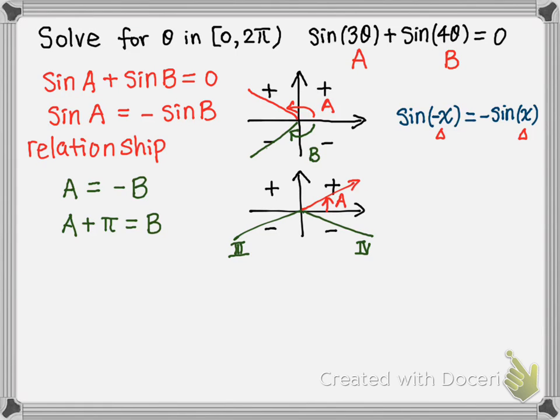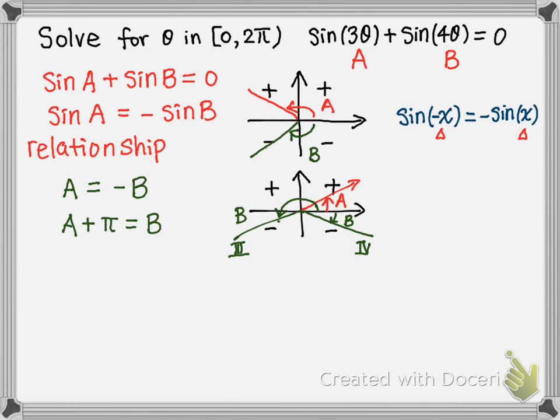If it's in the fourth quadrant right here, B, we already know the angle B is negative of A, or A is negative of the angle B. But what if it's right here? What is this angle? This angle B will be A degrees plus 180 degrees. So you take angle A plus pi to get to this angle B. So these are the two relationships.